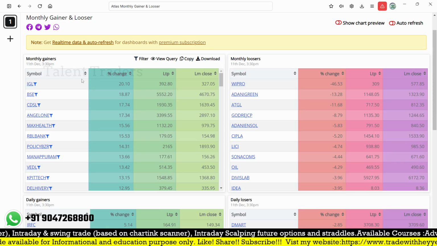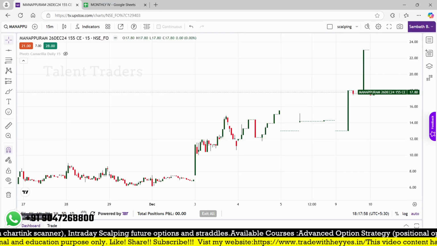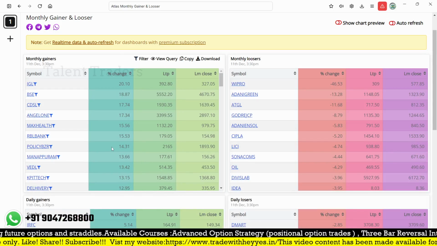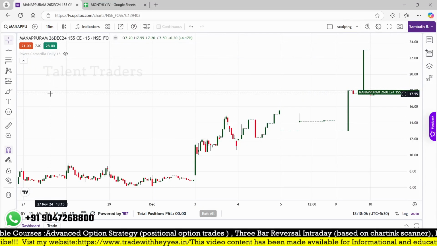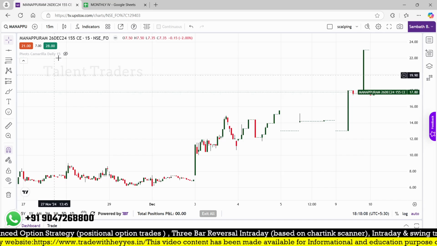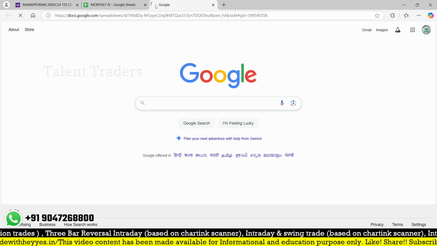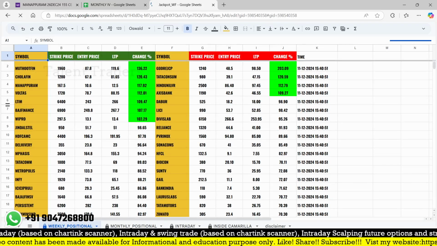Now, for this kind of thing, you have to track the charting with our monthly IV sheet, then find the strike price, find the entry price, and finally execute the trade. To fix this, we are creating a Google sheet. So it is a faster tool. And let me check this month.